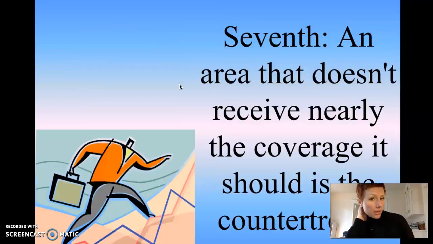And then the seventh thing that you should think about is, what is the counter trend? So if your trend is fitness, maybe your counter trend would be like complacency, or people who are not physically active enough, and what is that doing to them? So the counter trend would be like an opposite trend, something else that is working on the other side of your trend.